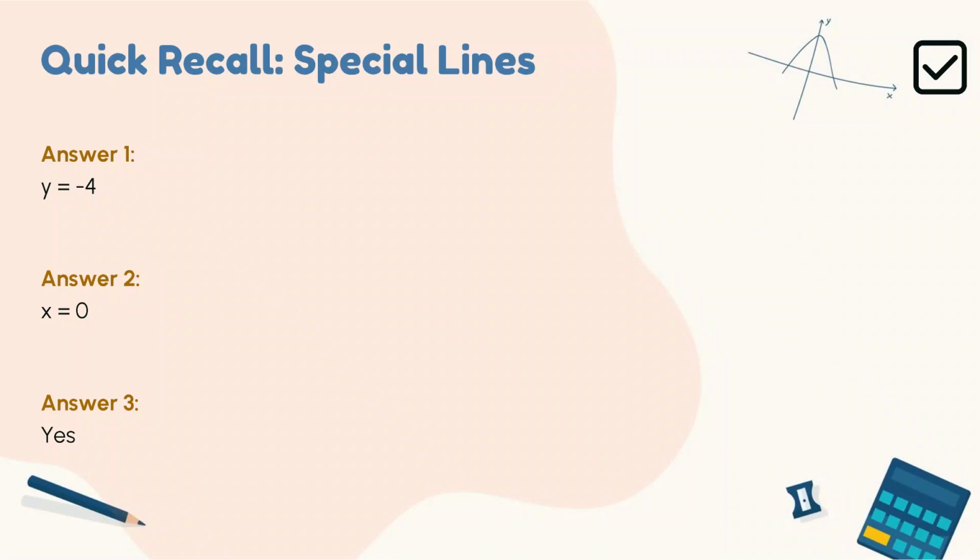Let's check the answers. For question 1, the horizontal line passing through (5, -4) has equation y equals -4. This is because every point on that horizontal line has y coordinate -4. For question 2, the equation of the y-axis is x equals 0. Every point on the y-axis has an x coordinate of 0. For question 3, yes, the line x equals 7 does pass through the point (7, 10), because that point has an x coordinate of 7.